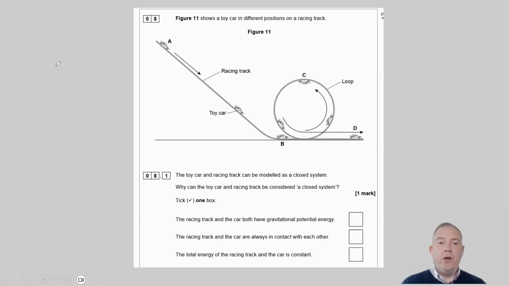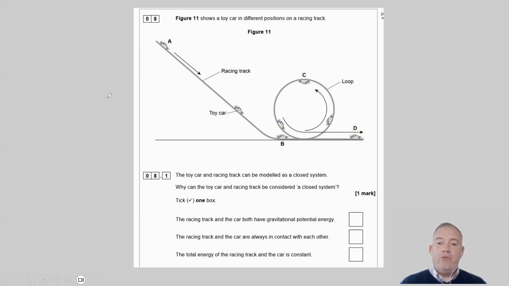Okay, this came up on a higher tier GCSE Physics paper a few years ago. So we'll start with question 8. Figure 11 shows a toy car in different positions on a racing track. So we see we have A, it's going down the track, and we have B, C, and D.